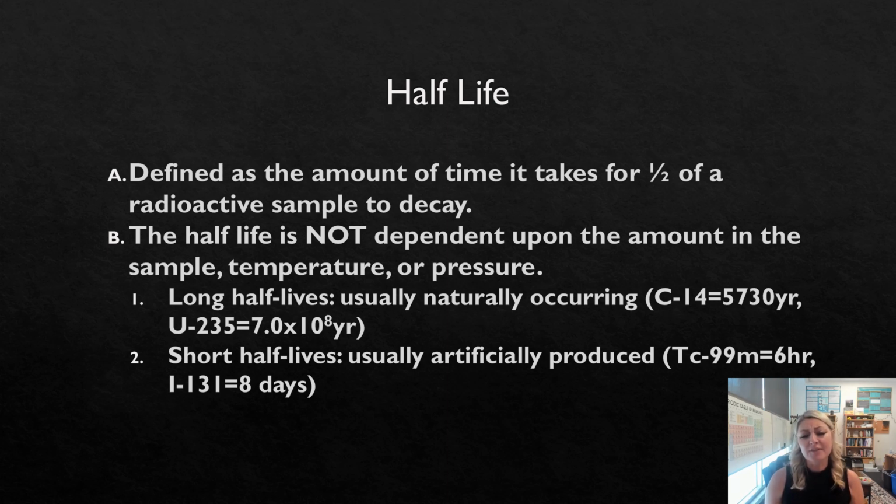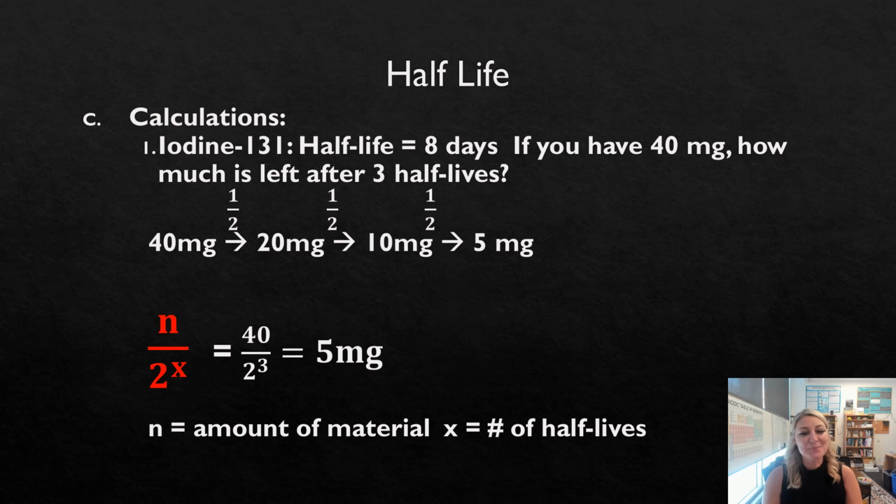The shorter half-life radioisotopes are typically artificially produced, although this is not always the case. So technetium-99m has a 6-hour half-life, iodine-131, it has a half-life of 8 days. Let's take a look at a sample problem. So iodine-131, we're told, has a half-life of 8 days.